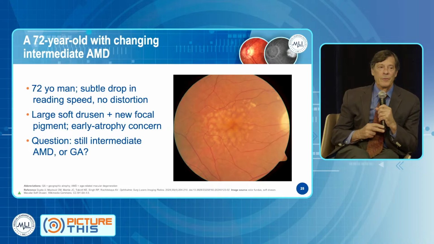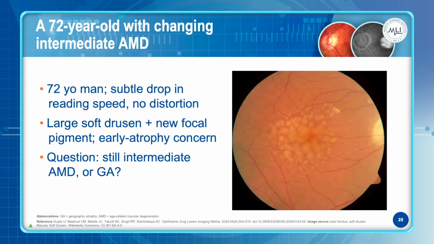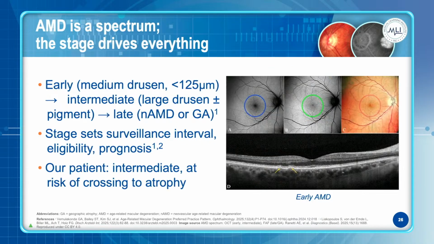So let's start off with a case. You have a 72-year-old man, and he has a slight decrease in his reading speed, no metamorphopsia or distortion. You see these yellowish large lesions, large soft drusen, and if you look really carefully, there's a little bit of pigment in the center. And there's concern for early atrophy. And the question is, would you still consider this intermediate AMD? Has it progressed to geographic atrophy? So how do you actually determine that it's geographic atrophy?